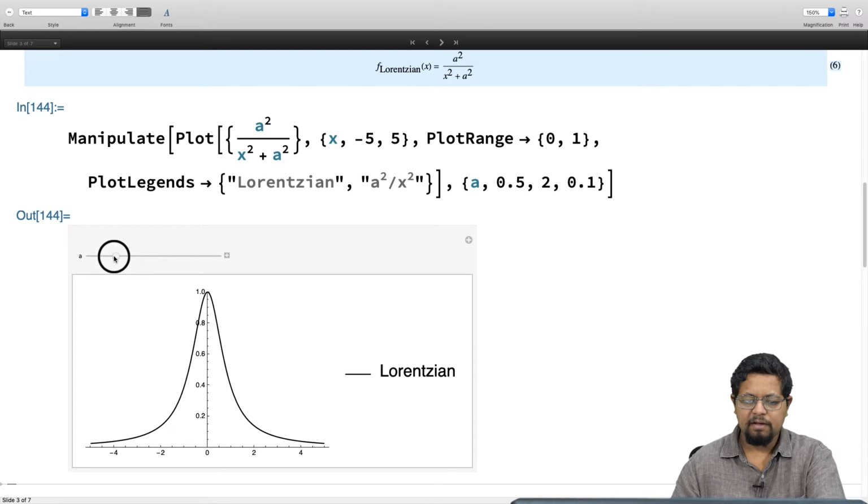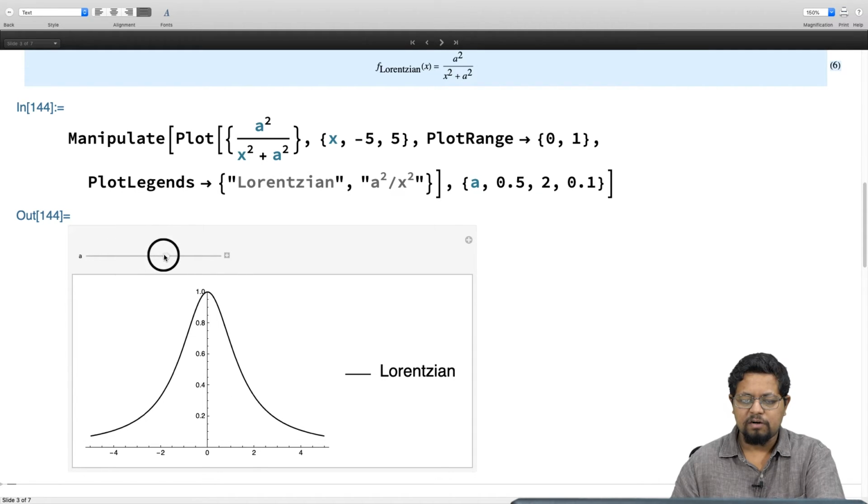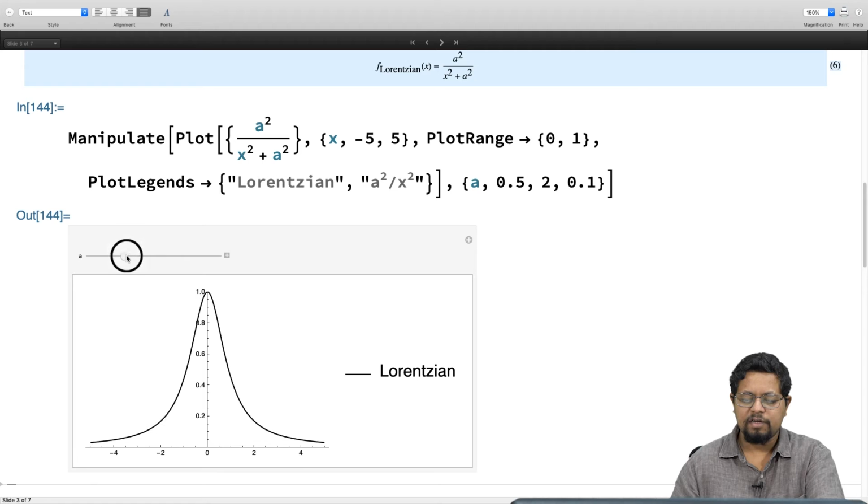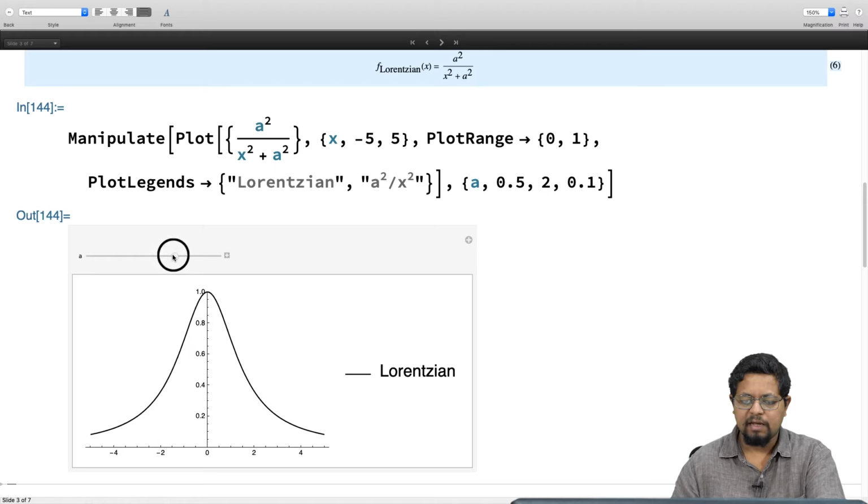The parameter a determines the width of this curve. Lorentzian is a curve which vanishes at plus infinity and minus infinity. As you increase a, its width increases. So the parameter a determines the width of the Lorentzian. It has a maxima at x equal to 0. You can easily verify that the derivative of this at x equal to 0 vanishes, and also the second derivative is negative, and therefore it has got a maxima at x equal to 0.